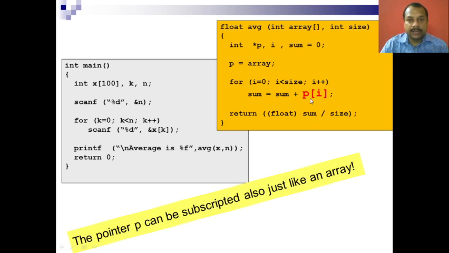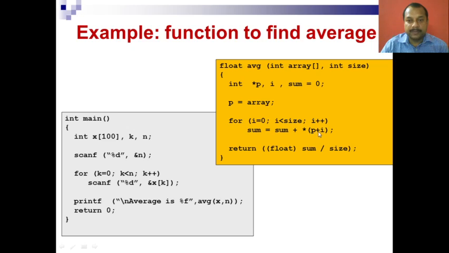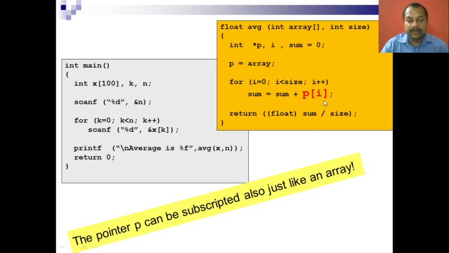Okay, so here is a further example. Last time what I did was *(p+i). Now you understand that this can also be written as p[i] within square brackets. So the pointer p can be subscripted also, just like an array.